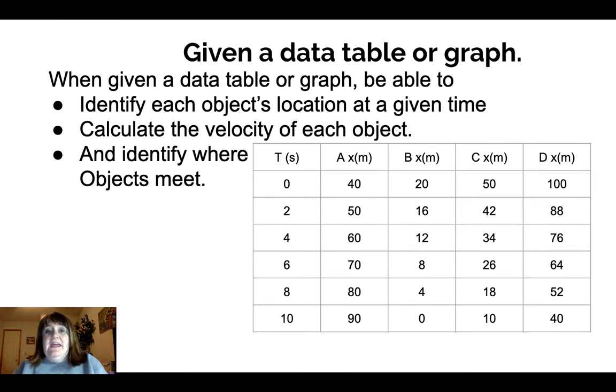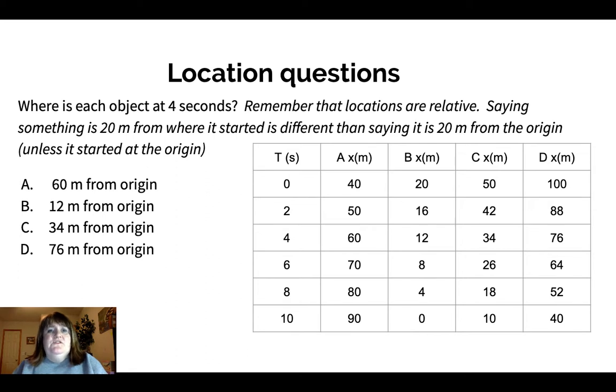Identify the location of each object at a given time, and I'm going to teach you how to write that location. Calculate the velocity of each object, and then identify where the objects meet, if ever. So first of all, location questions. Where is each object at 4 seconds?